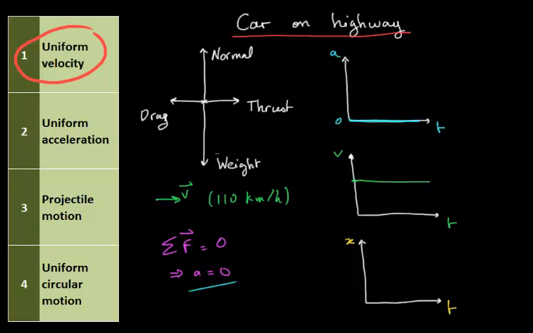And if displacement was at 0 when I start observing the car, well, displacement is constantly growing. The car is getting further and further away from this point of reference at a constant rate, and the slope of this line is actually the velocity. This is the constant velocity of the car.